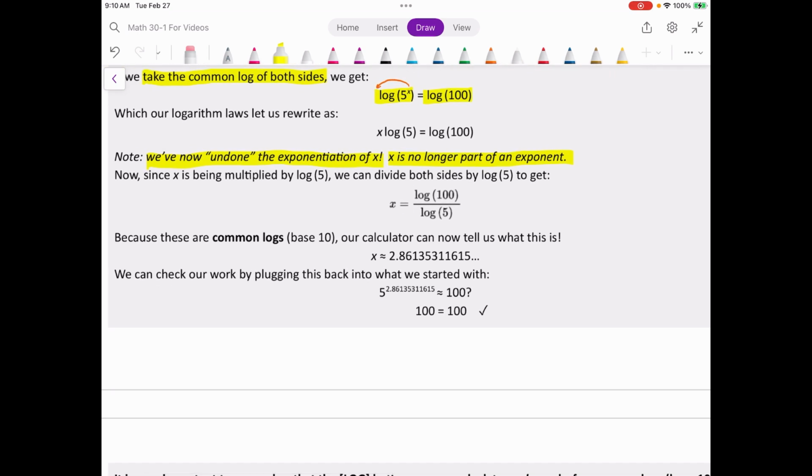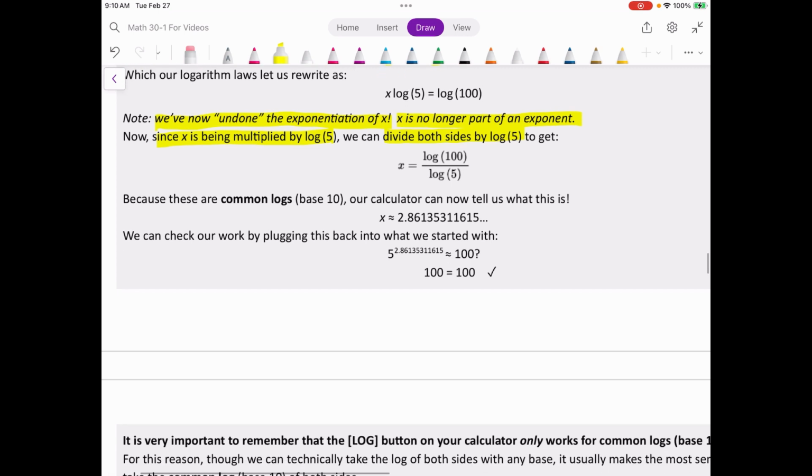Now, from here, we can just solve for x, because again, log 5 is just a number. Log 100 is just a number. We might not know its exact value off the top of our head, but we're just multiplying x by some number, and that's equal to some other number. So since x is being multiplied by the log of 5, we can just divide both sides by log of 5. The inverse operation of multiplication is division, to get x equals log 100 over log of 5.